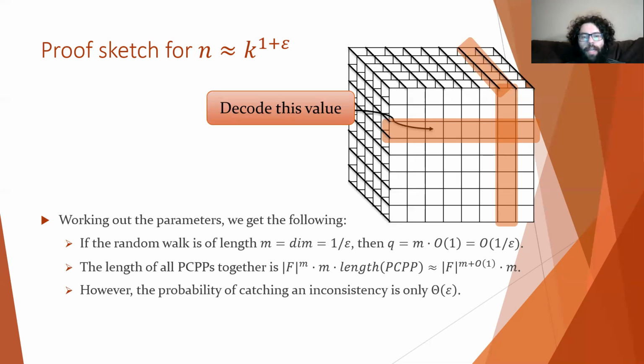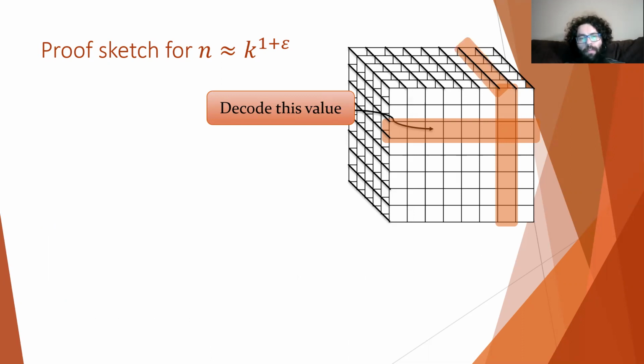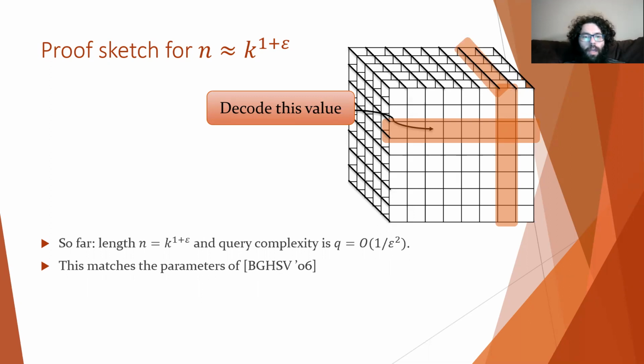It works out almost fine, except that when running this CTRW, the probability of catching inconsistency is only theta of epsilon. So it's really small. It means that we need to repeat the procedure 1 over epsilon many times, and hence the total query complexity is not 1 over epsilon as we want it, but rather 1 over epsilon squared. Okay, so we're almost there, except that the length is k to the 1 plus epsilon, but the number of queries is 1 over epsilon squared. And this construction matches the parameters of BJHSV, although the construction is a bit different.